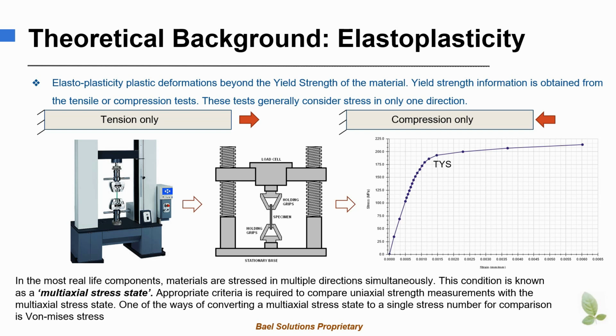Appropriate criteria is required to compare uniaxial strength measurements with the multi-axial stress state. One of the ways of converting a multi-axial stress state to a single stress number for comparison is von Mises stress.